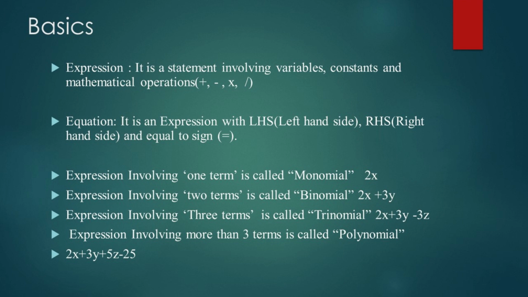If an expression involves only one term, it is called a monomial. If it has two terms, it is called a binomial. और अगर three terms रहते हैं तो उसे trinomial भी कहा जाता है. An expression involving more than three terms is called a polynomial.